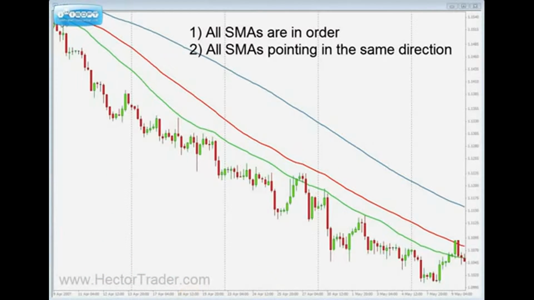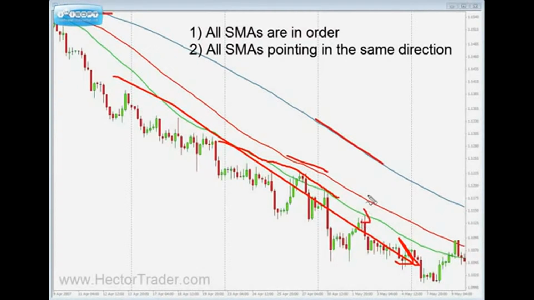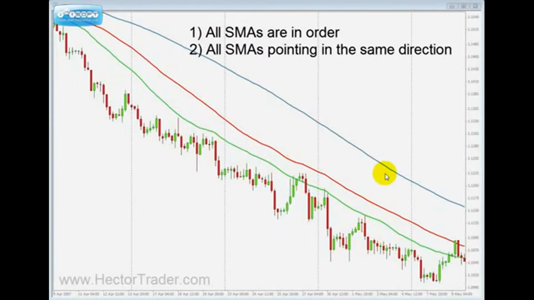All the way along on this USD against the Canadian dollar 4 hours chart, we can see that the moving averages have been in order and always pointing in the same direction, so those two conditions are certainly in place. The third condition is that all the three moving averages are parallel to each other, or if you prefer, that there are no crossovers.